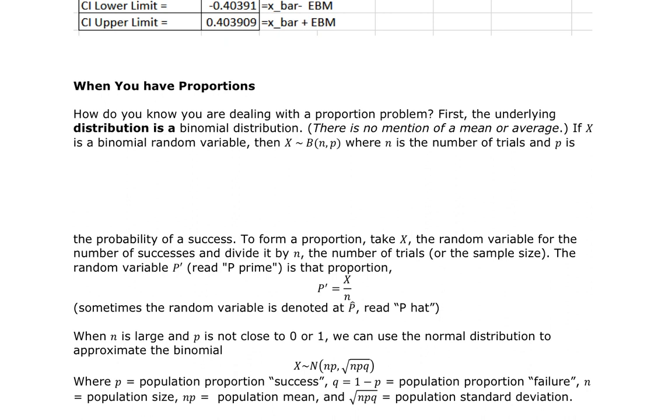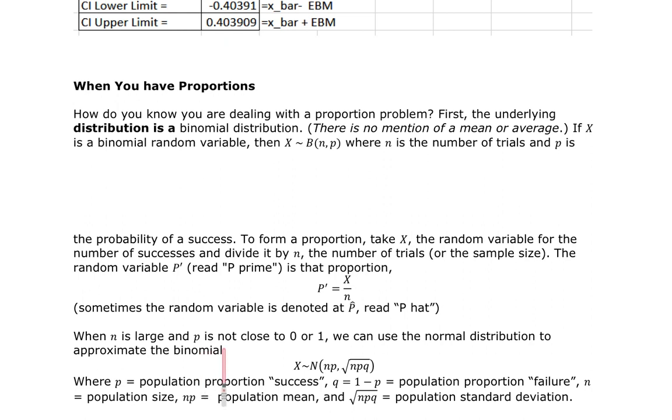Now the last part of this is when we have proportions. So we've talked about having sigma known, sigma unknown, and now what happens if we're given stuff in terms of proportions. If we're given stuff in terms of proportion, there's no mention of a mean or average. They might say, 52% of the population does this. Then we use the binomial distribution where we have n and p, where n is the number of trials and p is the probability of success. So p hat is going to be the successes divided by n. P hat, sometimes referred to as p prime.